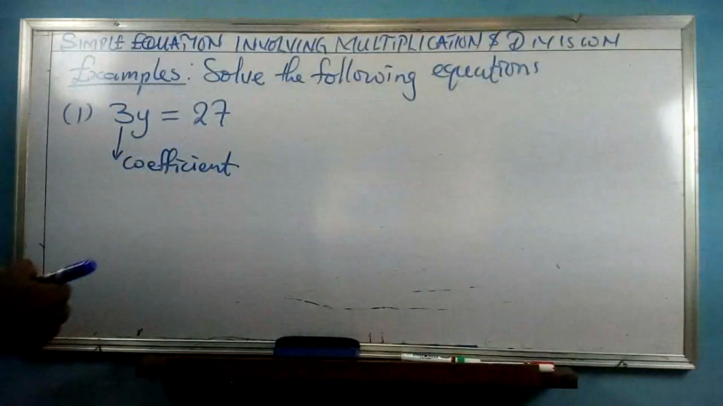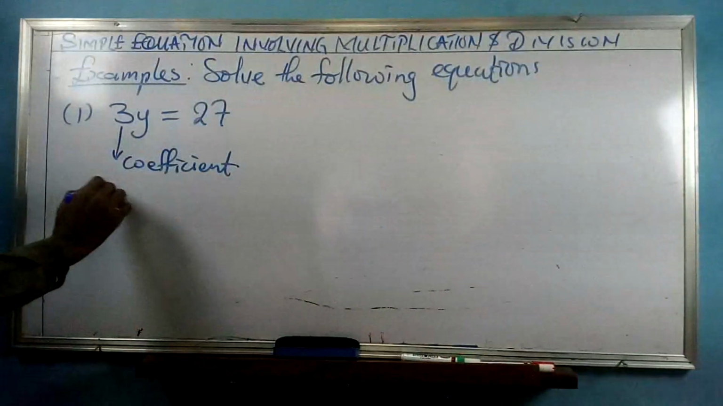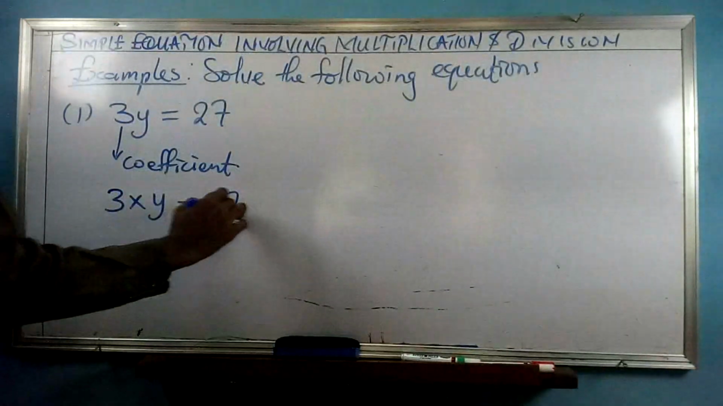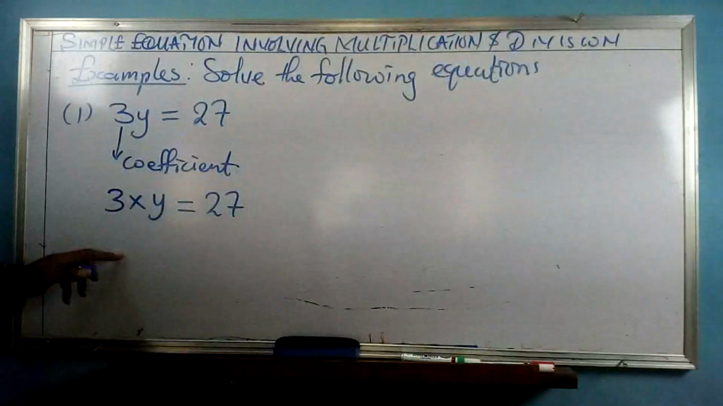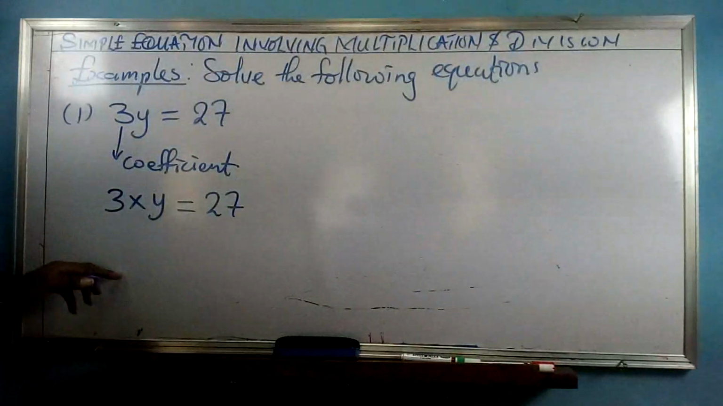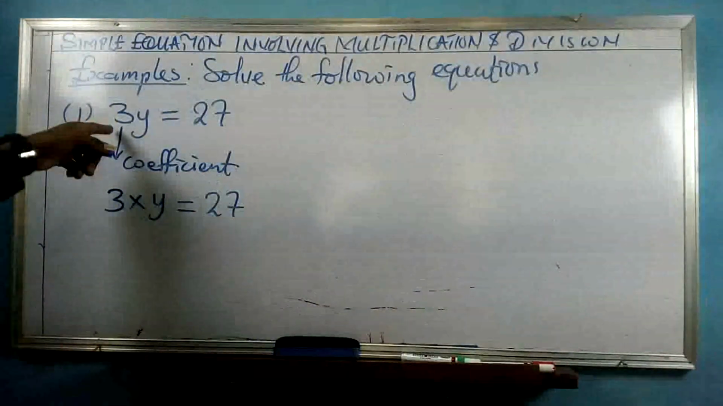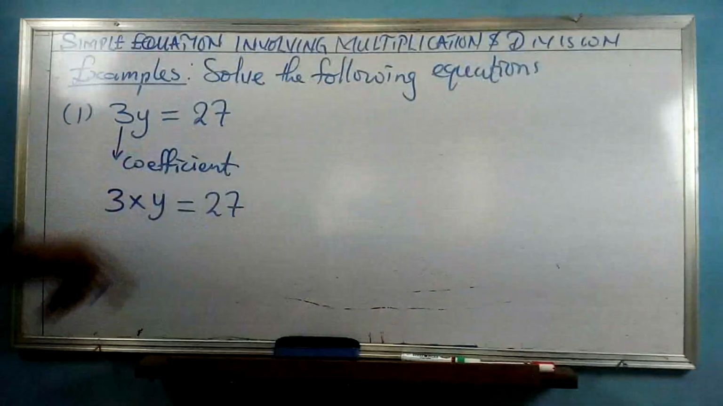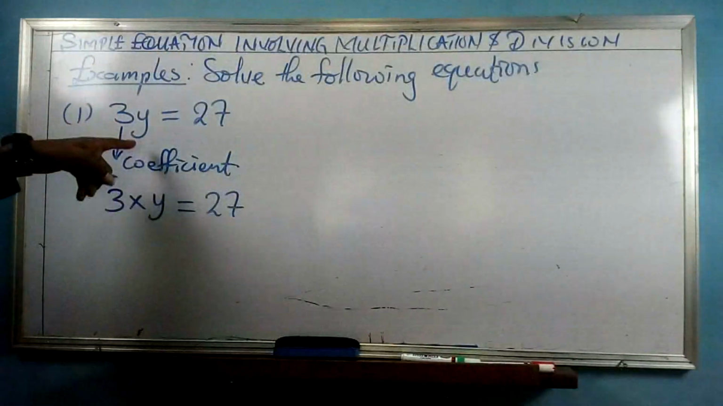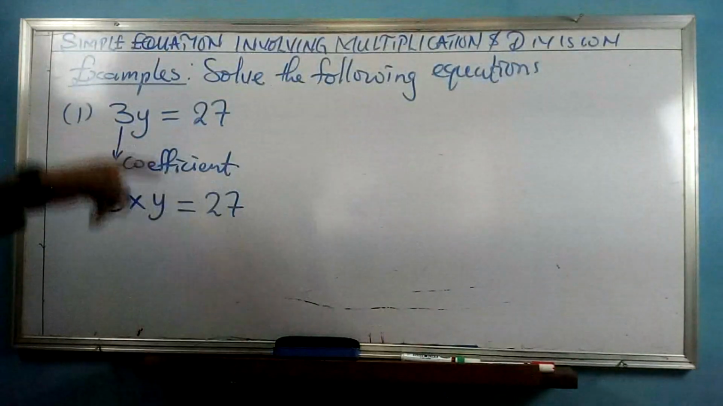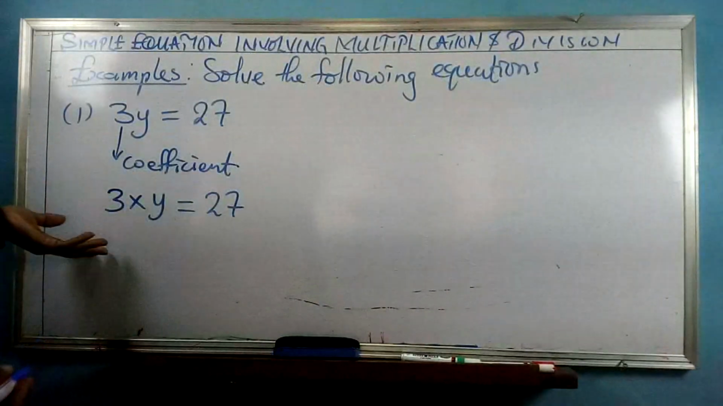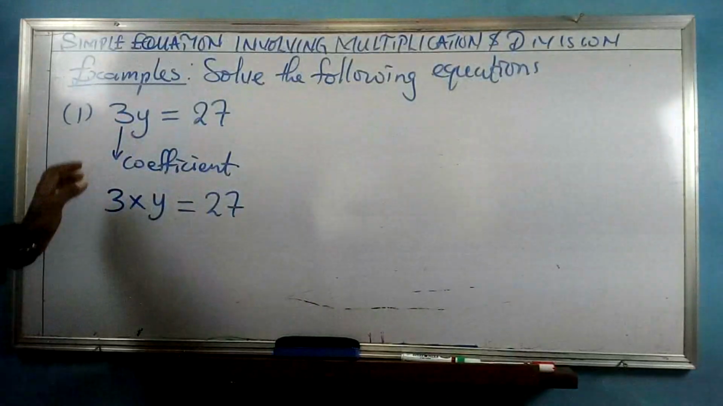What it means is just like when you have 3 times y equals 27. The interpretation of this is this. When you have a letter and a number together, close together, it means that the number is being multiplied by the letter that you have at the back there. Do we get that? So that will lead us to the third format of our equation.